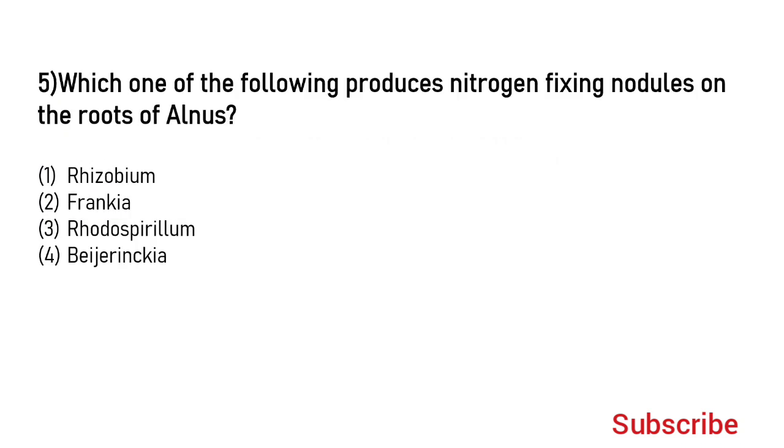Here is your fifth question. Which one of the following produces nitrogen fixing nodules on the roots of Alnus? Rhizobium, Frankia, Rhodospirillum, and Beijerinckia. So your answer will be second, that is Frankia. See, the microbe Frankia produces nitrogen fixing nodules on the roots of non-leguminous plants like Alnus.